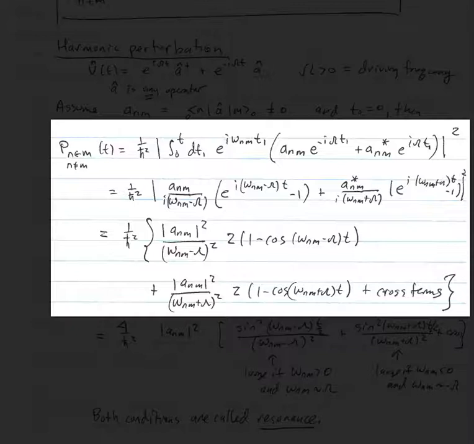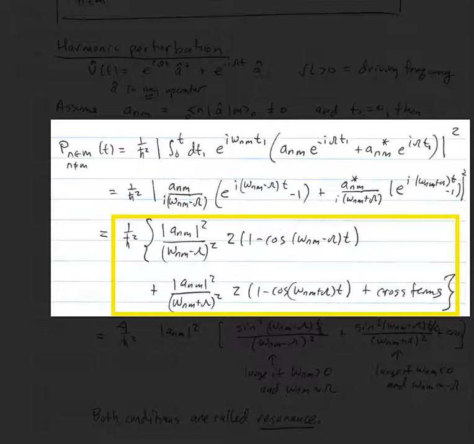And what we find is we get a number of different terms. 1 over h bar squared, |A_nm|² over (ω_nm − Ω)² times 2 times (1 − cos((ω_nm − Ω)t)). That's what we get when we multiply the first term by its complex conjugate. You should be able to see that that's exactly what comes out.